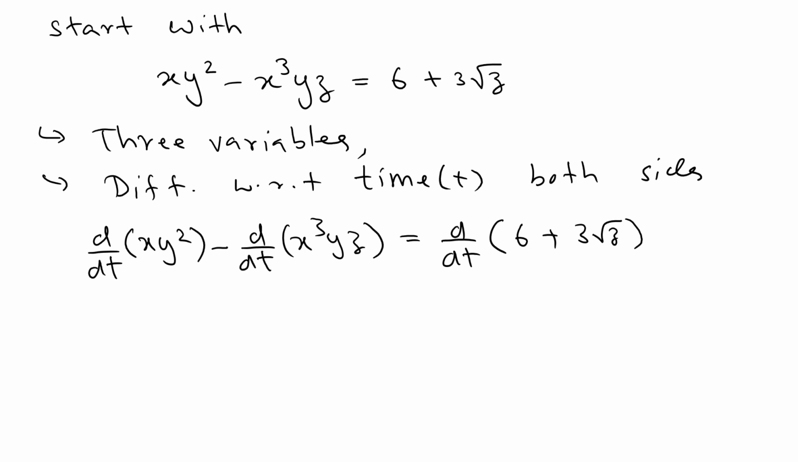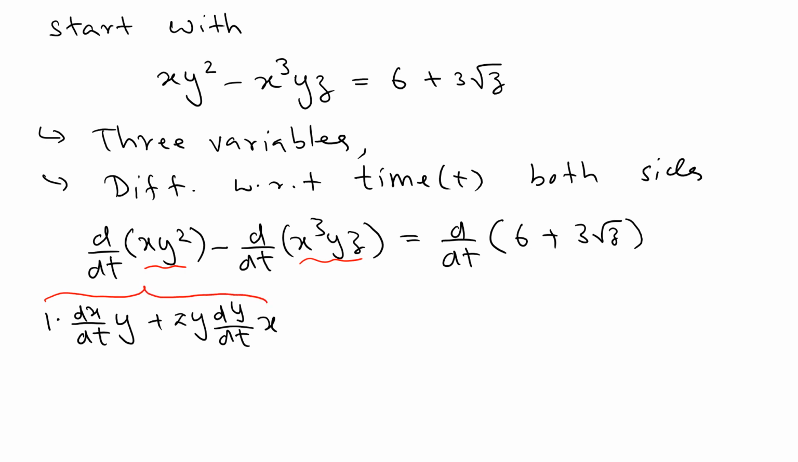So if you take the derivative, the first one is a product rule. It's a product rule for two terms, and a product rule for three terms. So we take the derivative with respect to x first, so it's 1, and then we have dx over dt times y. That's the first term. The second term means you take the derivative of the other term, so it is 2y dy over dt times x. So that's the first one.